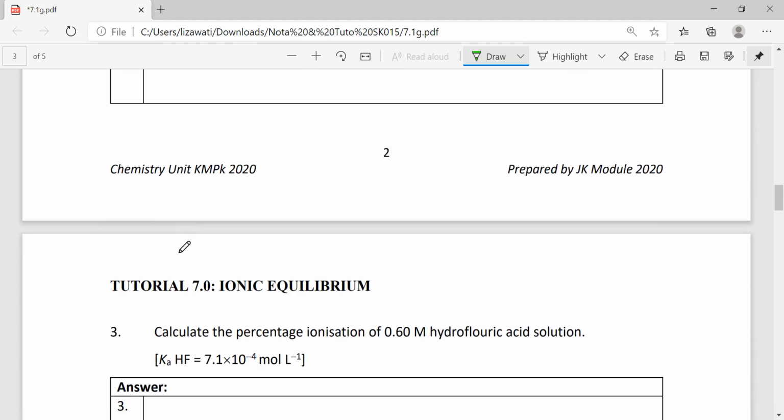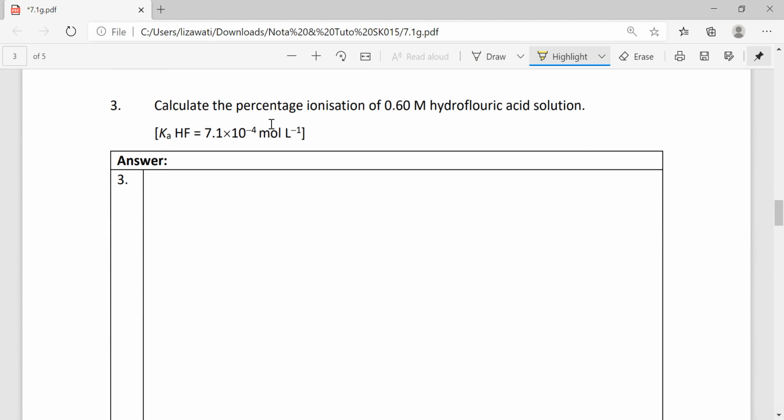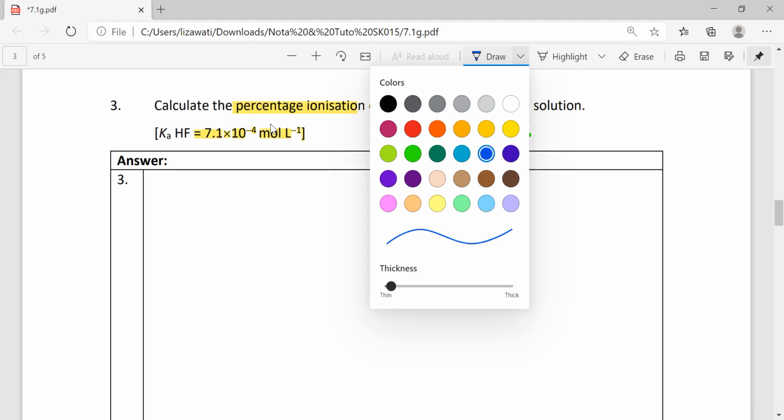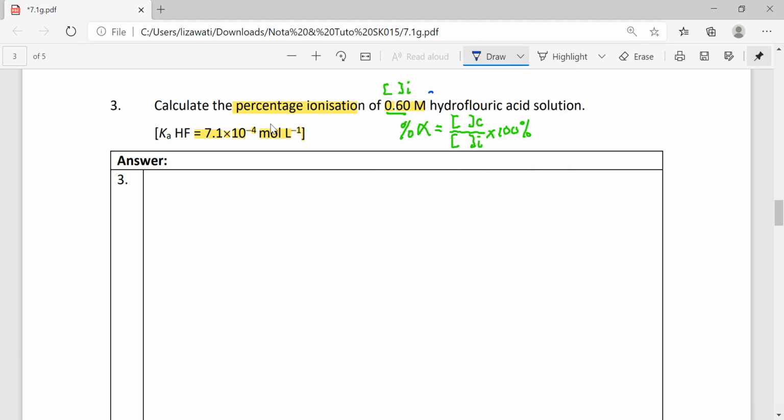Alright, so next we move to question number 3. Okay, calculate the percentage ionization of 0.6 molar hydrofluoric acid, with the Ka value given to you. Right, so what should we do? We know that percentage ionization is the change in concentration over the initial concentration times 100%. Right here, the initial concentration is already given to you. However, we don't know the change in concentration. Therefore, you have to solve using the ICE table. Right, so first of all, you have to write the weak acid dissociation equation for HF.